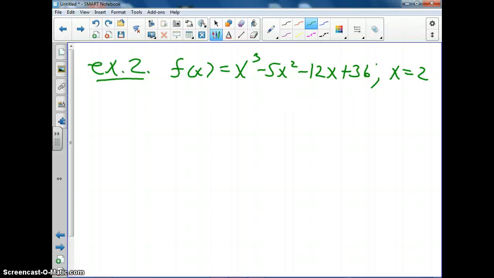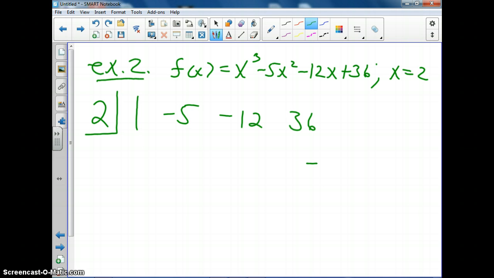So here we go. What goes in the box? 2. He said give me that 2. Now tell me the numbers. 1, negative 5, negative 12, 36. Draw your line.